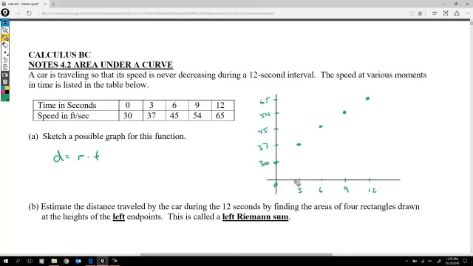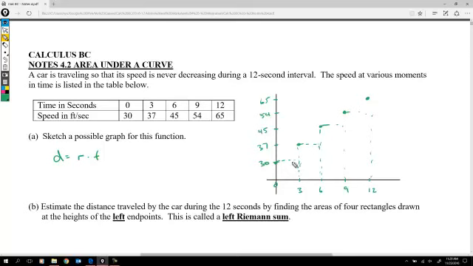Now, that's my width, and so I need to choose a height, and my height is going to be the left point. So I'm going to use 30 as my height between 0 and 3. Right, so here I have a rectangle. Same thing for the next one. I'm going to make a rectangle between 3 and 6, and I'm going to use the left point for my height, so I'm going to use 37 for the height of this rectangle. And then so on and so forth.